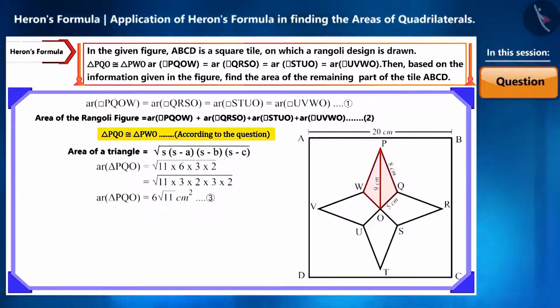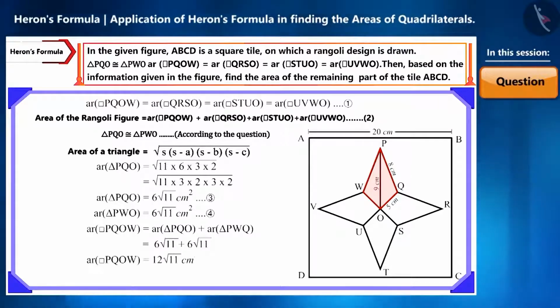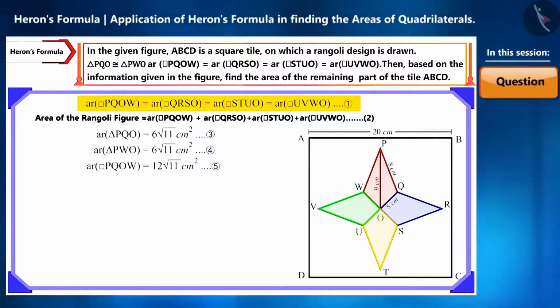And both these triangles are congruent. Therefore, the area of triangle PWO will also be this. Now we can obtain the area of quadrilateral PQOW by adding these two. We obtain it as 12 root 11 square centimeters. The areas of these four quadrilaterals are equal.